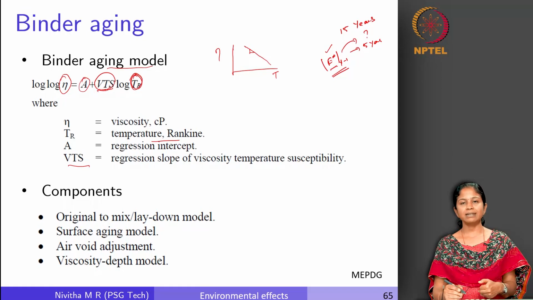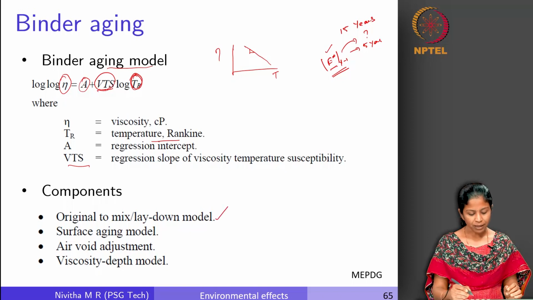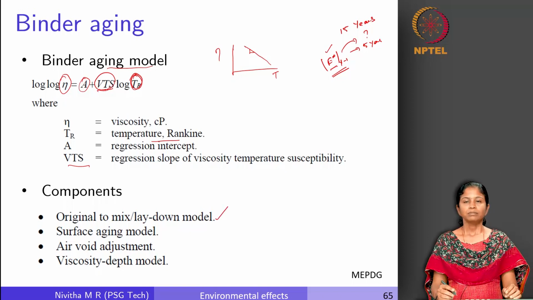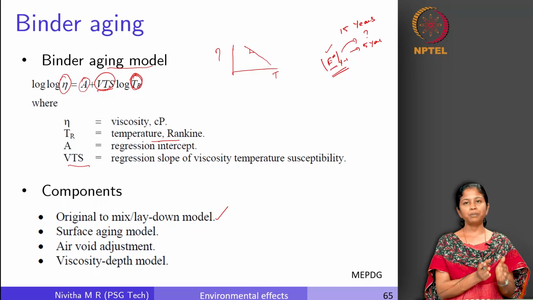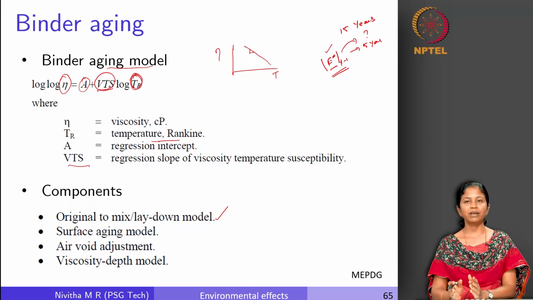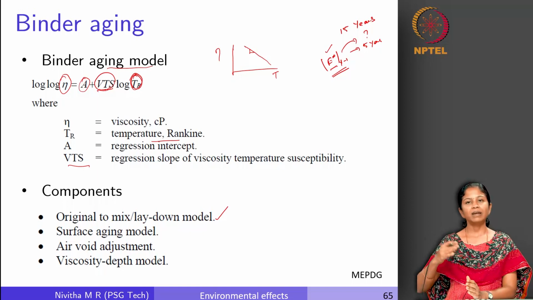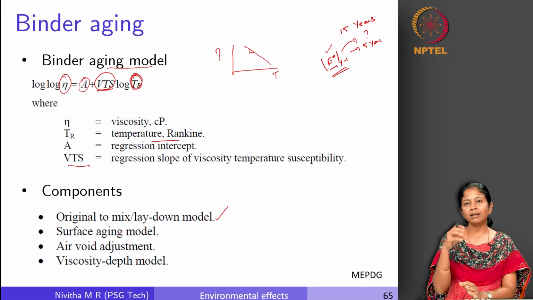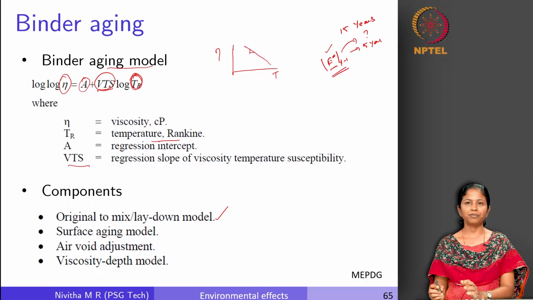Now, this binder aging is expressed in 4 different components. So, what are these 4 components? The first component is the original mix to lay down model. That is, we prepare a mix, we would have learnt about short term aging also. We prepare a mix and then we take the mix to the field. When we prepare the mix, it is usually at a temperature of 165 degrees, and when we take it to the field, we lay it there. Until the mix is laid and compacted, it is usually at a higher temperature of, let us say, at least about 90 degrees or so.